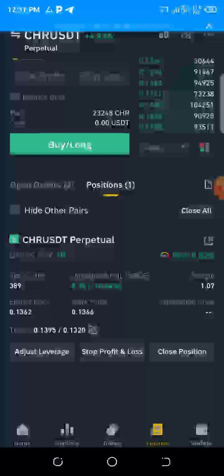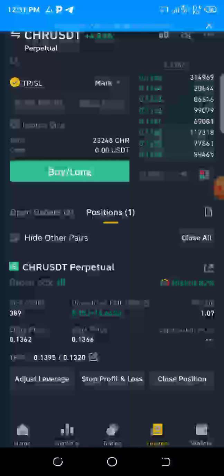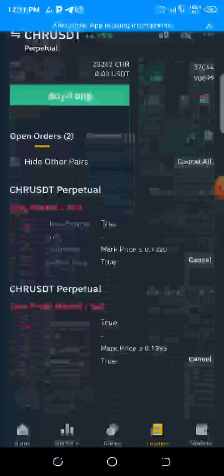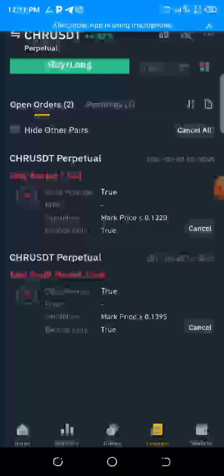If this market from 13.66, which I look at the entry, look at the mark price, meaning the current price in the market, 0.1366, gets to 13.995, I will take that profit of 1 point something, the profit I showed you on that top take profit.